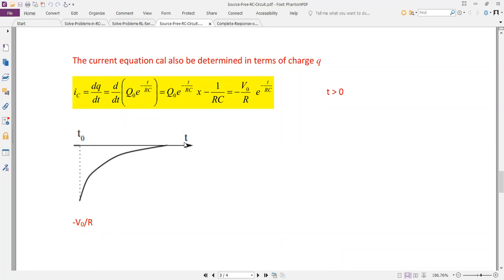It's asymptotic to this particular line. Whereas if it's approaching the initial value, the value is V sub O over R. I'm referring to the current. So this particular part of the axis is the I, and this is your T sub O, and this is your T. After some time, your I will be approaching this value here. In here, it's negative V sub O over R for the I.